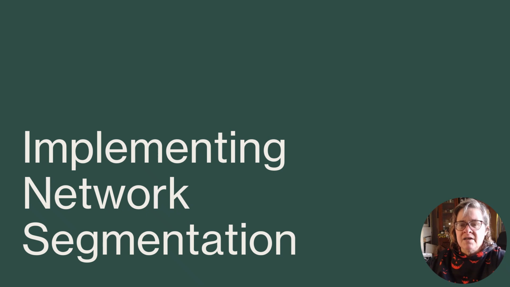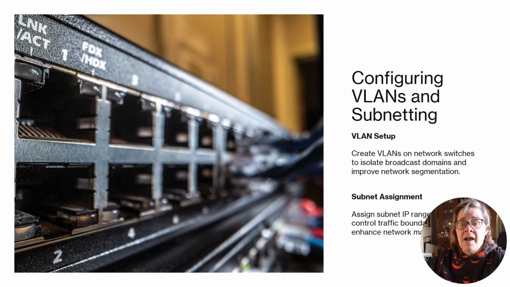The following section covers hands-on steps to configure VLANs and subnets, apply firewalls and access controls, and validate the segmented network for security and functionality. Set up VLANs on switches to create isolated broadcast domains and assign subnet IP ranges to control traffic boundaries effectively. I've done a video on subnetting, so look at that to help with what we're talking about here, but I'll go into all this elsewhere as well.